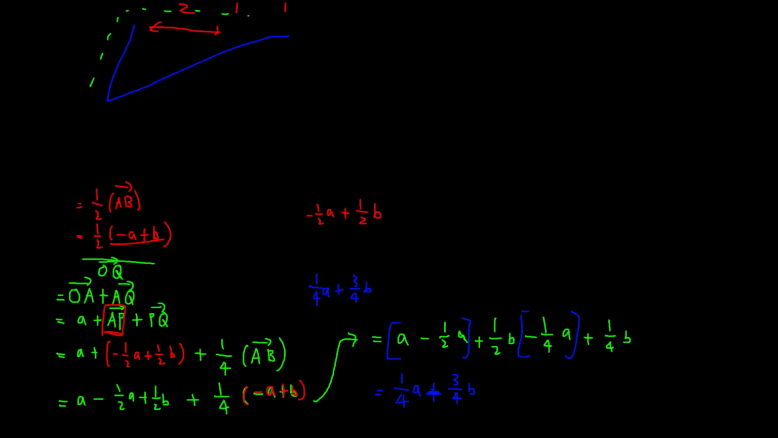Final question. OAC is a parallelogram. OA is equal to A. OB is equal to B. AN to NB is 2 to 3. Alright. AY is 2 over 5 of AC.